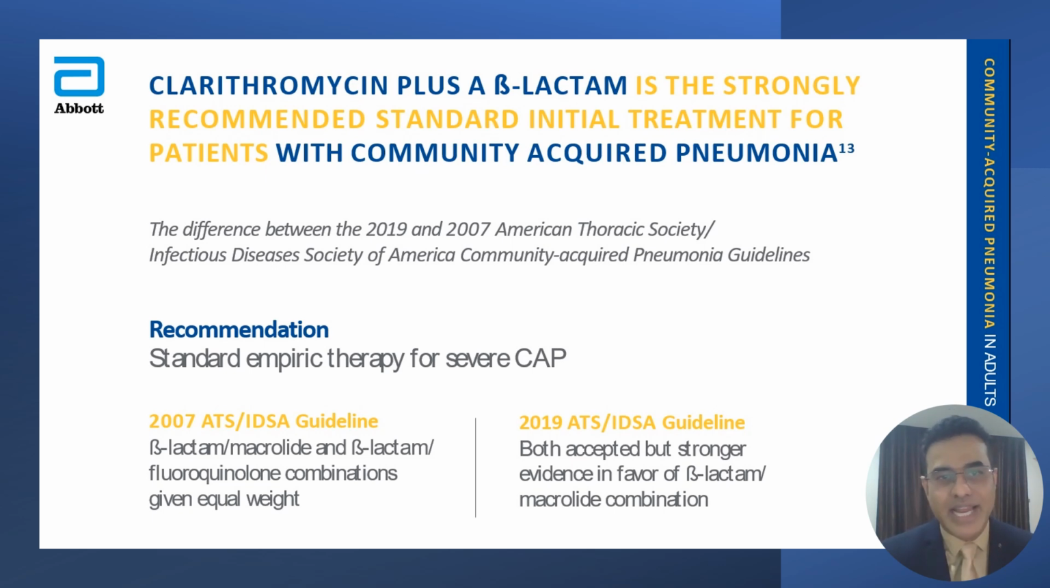And this is the CAPISCE slide, and they have done head-on studies. Clarithromycin plus beta-lactam, they recommend strongly for community-acquired pneumonia. And in the 2007 and 2019 ATS and IDSA guidelines, there was a difference in recommendation. Initially, they recommended beta-lactam plus macrolide, or you can go with beta-lactam plus fluoroquinolone. Whereas in 2019, they strongly recommended going only with the beta-lactam plus macrolide combination because of the robust data that they had.